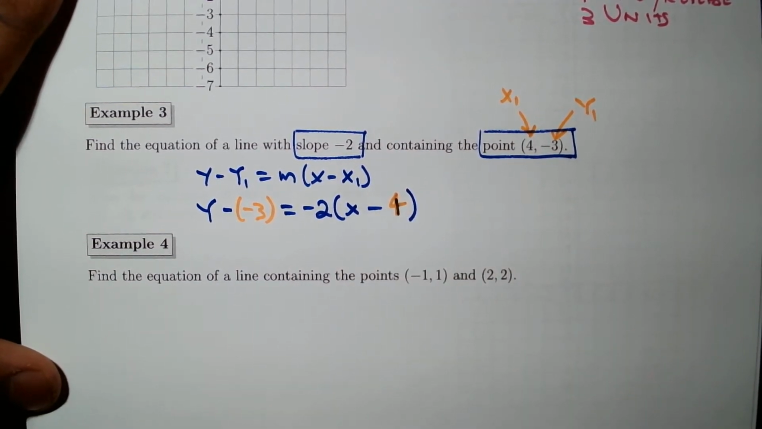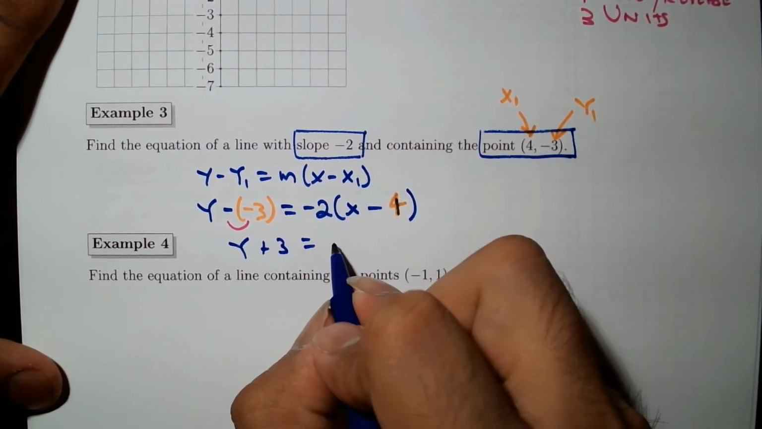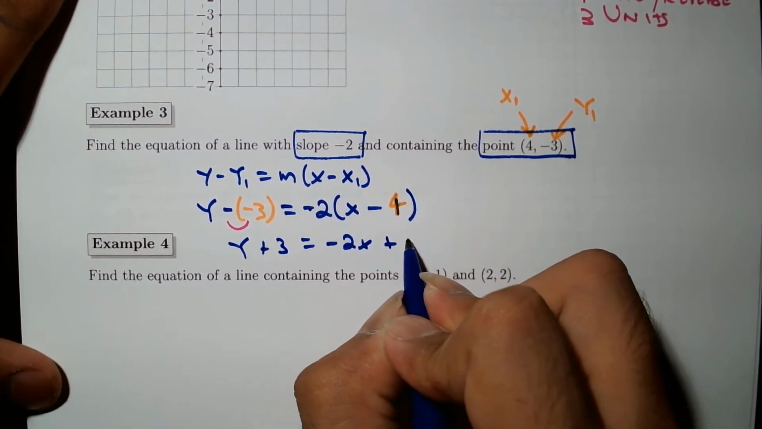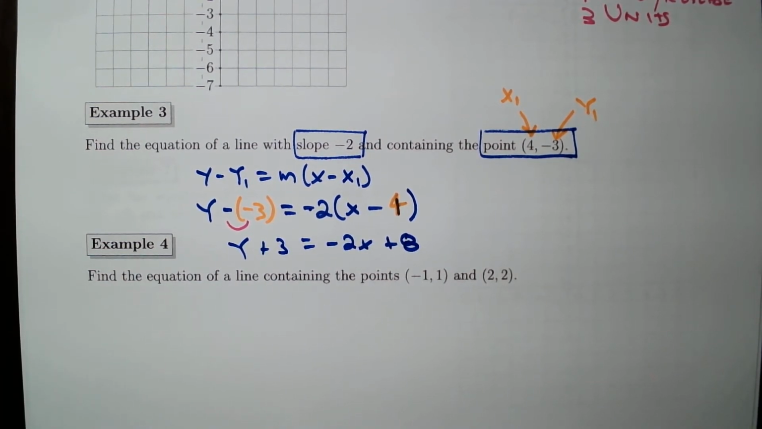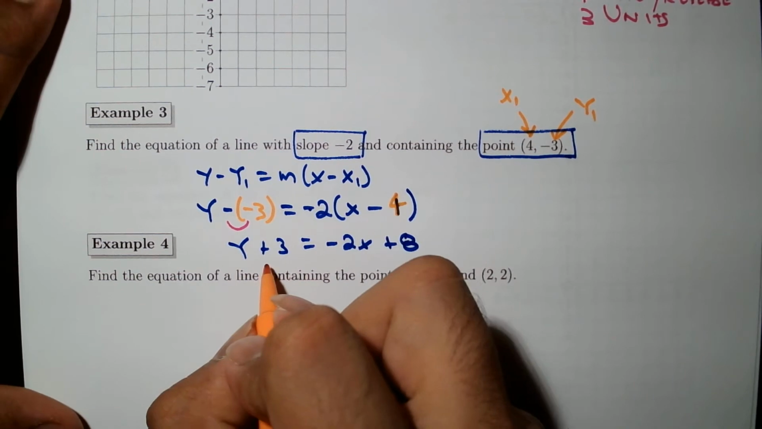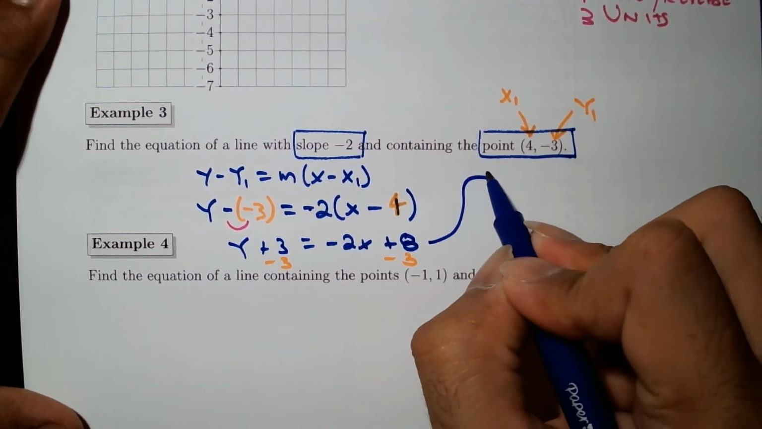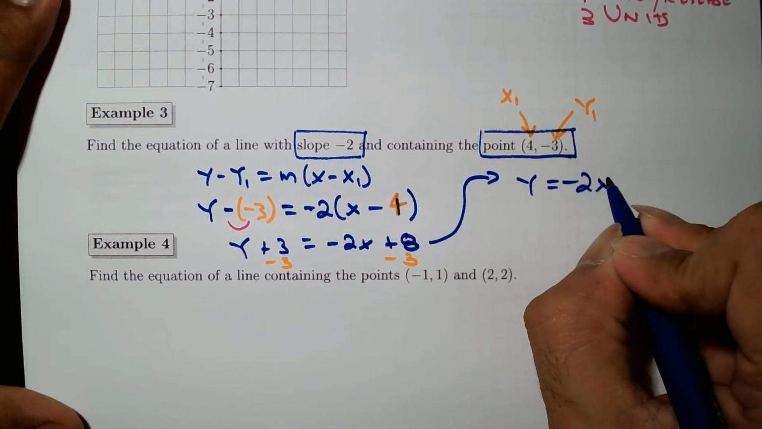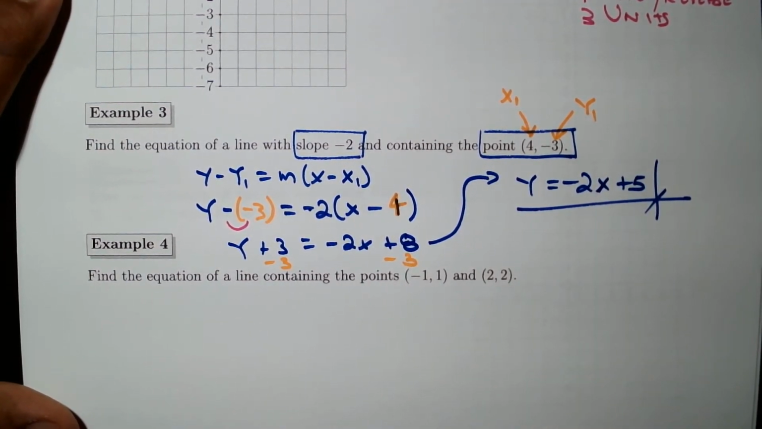So using the SMILE rule here, we can turn this into a plus. y plus 3 equals negative 2x, negative times a negative equals positive 8. And in this case, all we do is solve for y. To get that done, all we need to do is subtract 3 from both sides, which will give us y equals negative 2x plus 5. Final answer here.